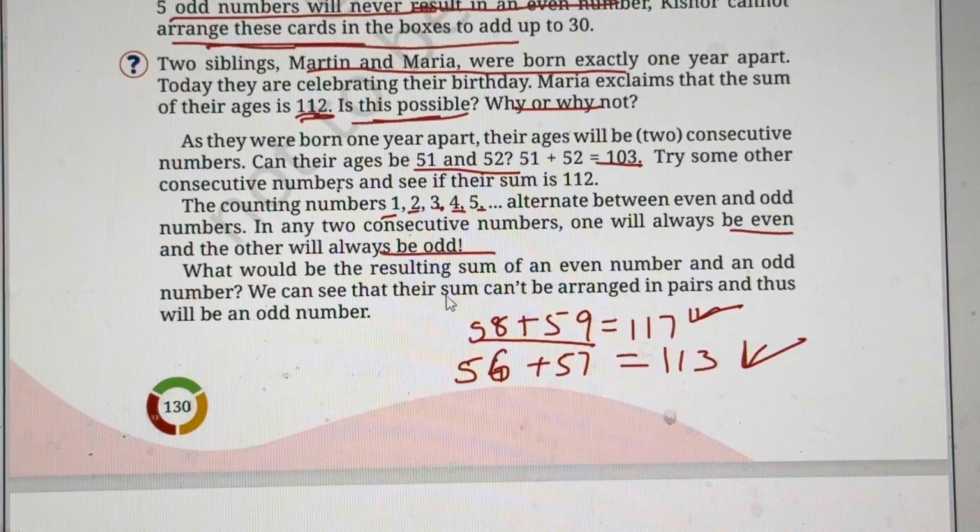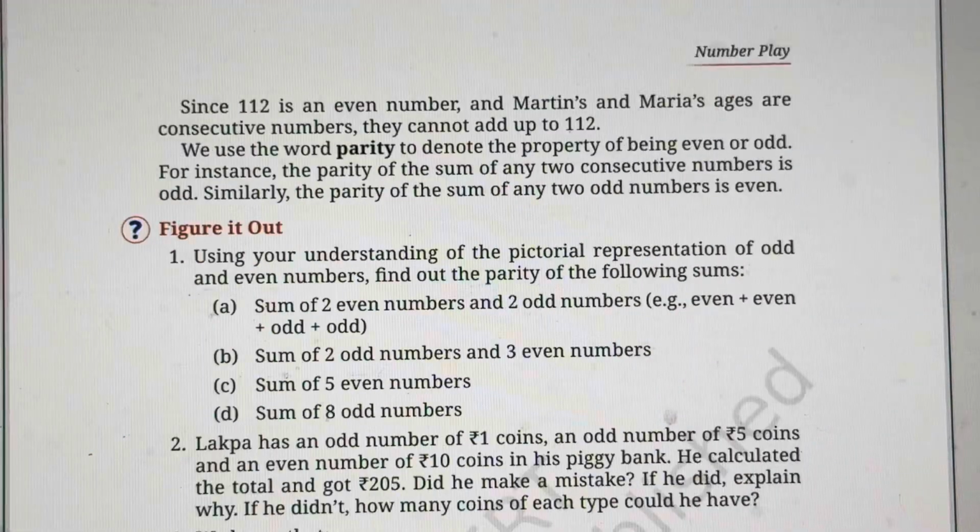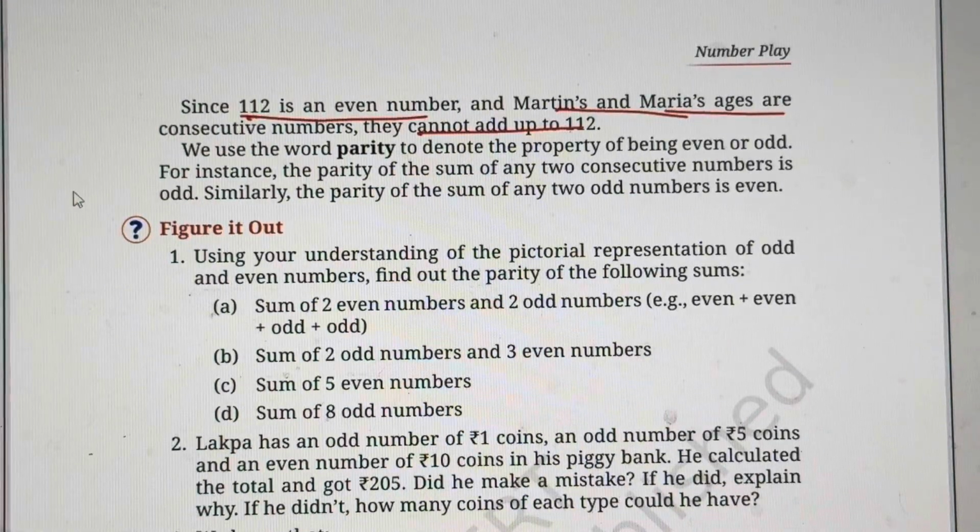So we can see that their ages can't be arranged in pairs and thus the sum will be an odd number. So we are always getting an odd number. Just as I told you, 112 is an even number, so Martin's and Maria's ages, which are consecutive, can never add up to 112. We saw that we got 113, 117, different odd numbers, right?